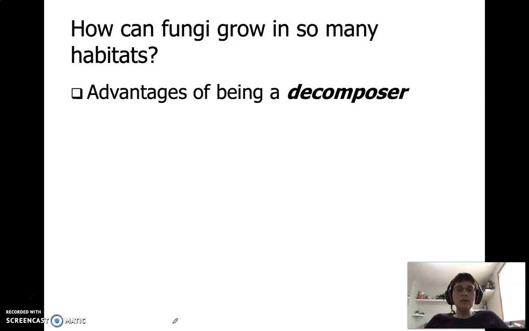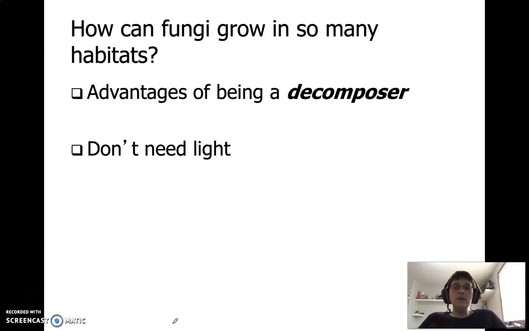Think about it. If there are other organisms around, there are going to be dead organisms around, and there's going to be waste like feces around. And if that's what you're going to be eating, you're always going to be able to find food. They don't need light, so they can be found just about anywhere. Unlike plants, which are required to have light, these guys don't need it. So they can be found under things, in deep water, and so forth.